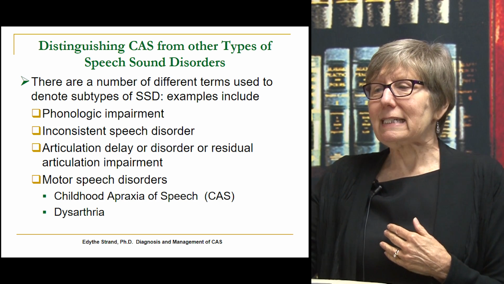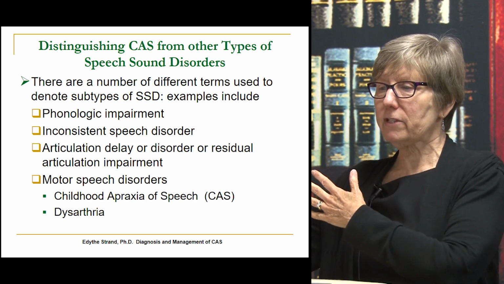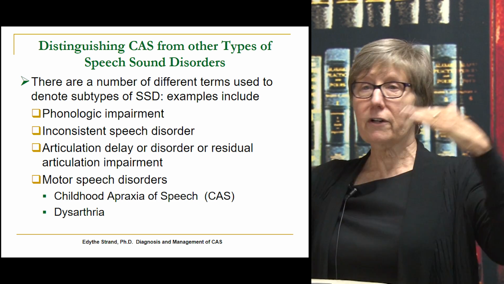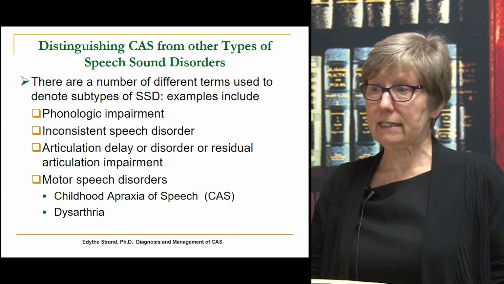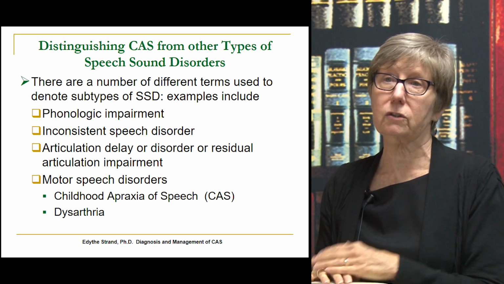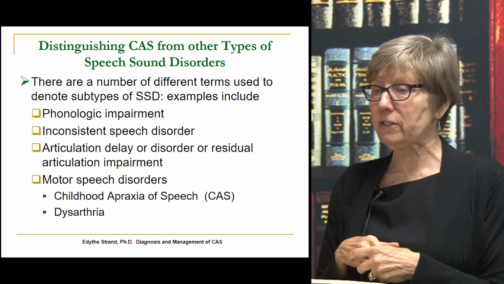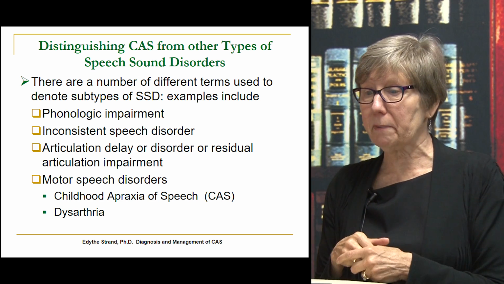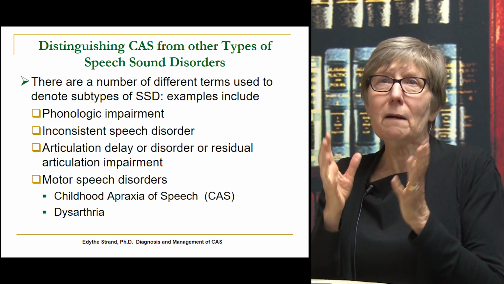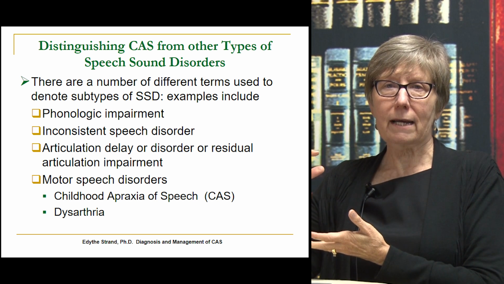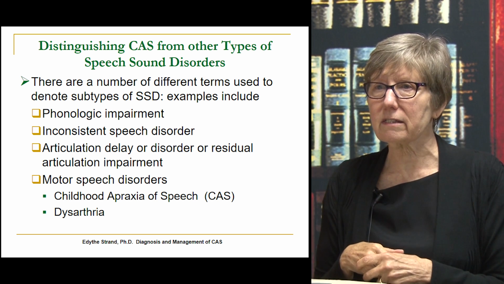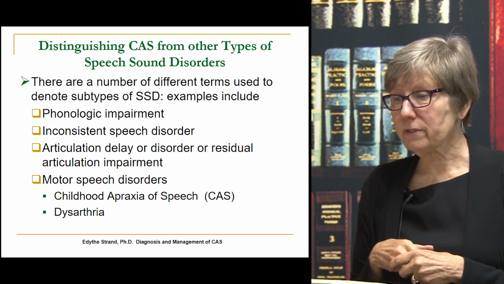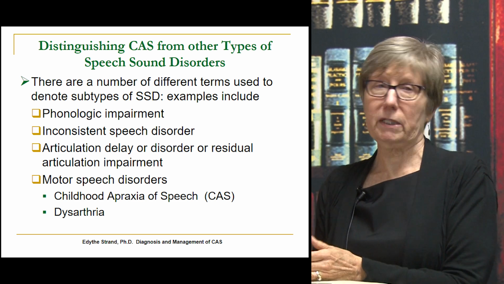So when we are trying to distinguish childhood apraxia from other types of speech sound disorders, not necessarily just ataxic dysarthria, there are a number of different terms that we use in our different classification systems. Examples include phonologic impairment, inconsistent speech sound disorder, articulation delay or articulation disorder, residual articulation impairment, and there are a number of articles that have very nicely described taxonomies or classification systems, and different people use different systems. In motor speech disorders, typically we use the terms childhood apraxia of speech and dysarthria.